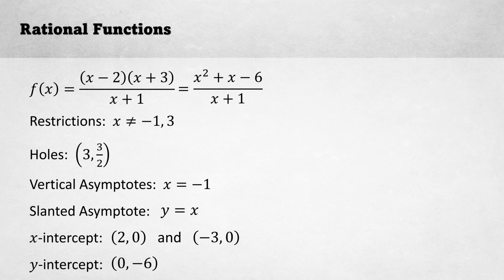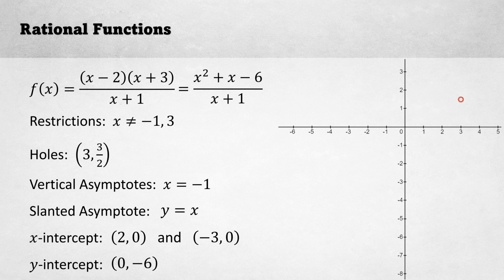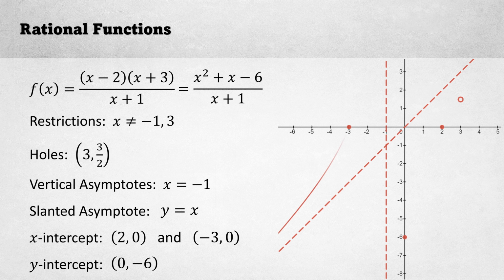We can now graph the rational function using the information. Let's plot the hole at 3, 3/2, then the vertical asymptote at x equals -1, and the slanted asymptote at y equals x. Then we plot x and y intercepts and draw the curves to go through the points.